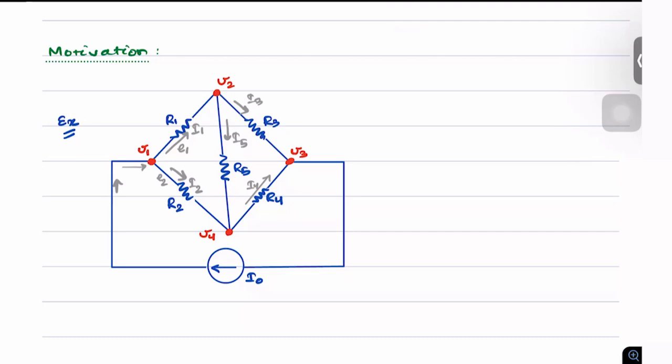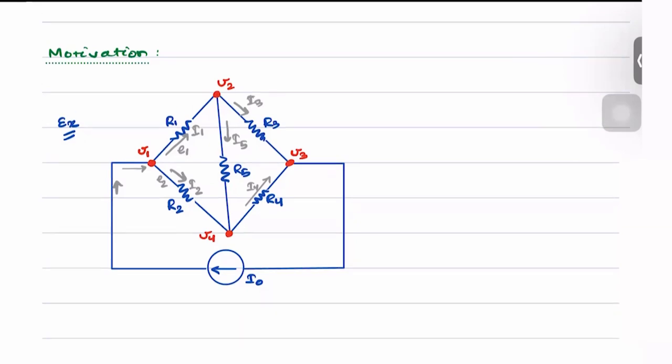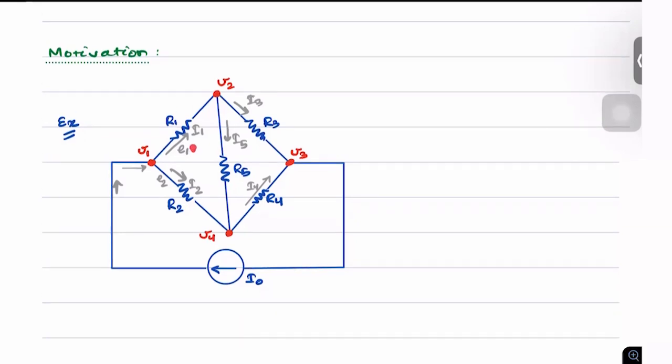R5. And let me also index all of the edges. So we have this edge as E1, this as E2, and let's denote this as E3, this is E4, and this is E5. Do we have any other edge? Yes, we do have, which is this edge, E6. Okay.